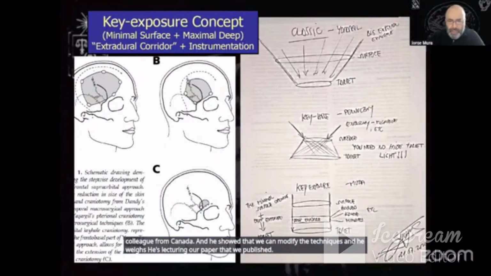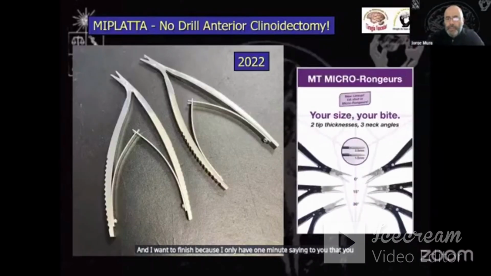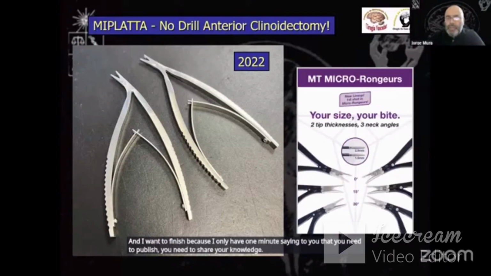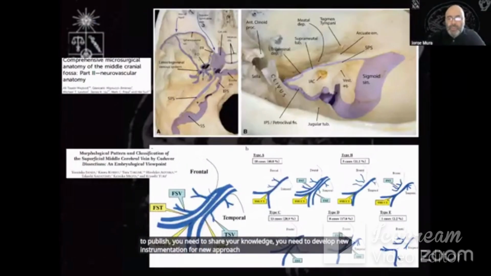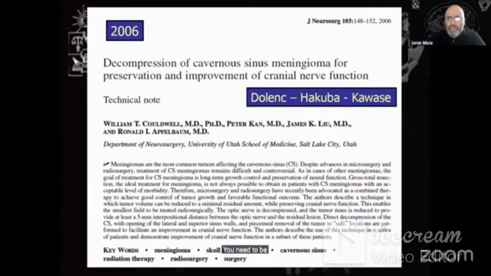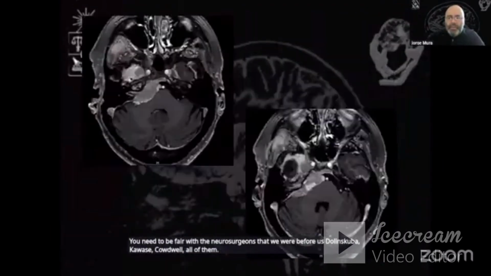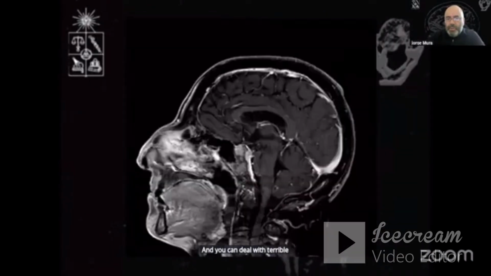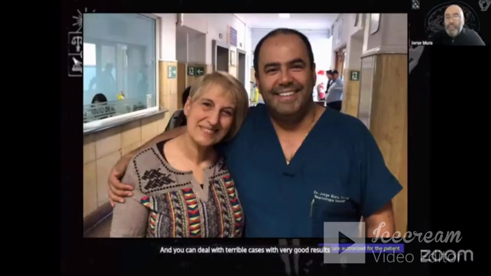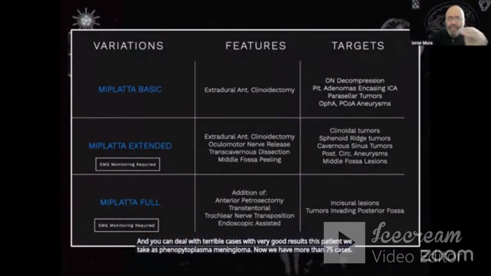And I want to finish because I only have 1 minute, saying to you that you need to publish, you need to share your knowledge, you need to develop new instrumentation for new approaches. For example, these retractors that we developed. The veins, always important, everybody knows it. You need to be fair with the neurosurgeons that we were before us, Dolenc, Hakuba, Kawase, Caldwell, all of them. And you can deal with terrible cases with very good results. In this patient, we took out a sphenopetroclival meningioma. Now we have more than 75 cases and different levels.